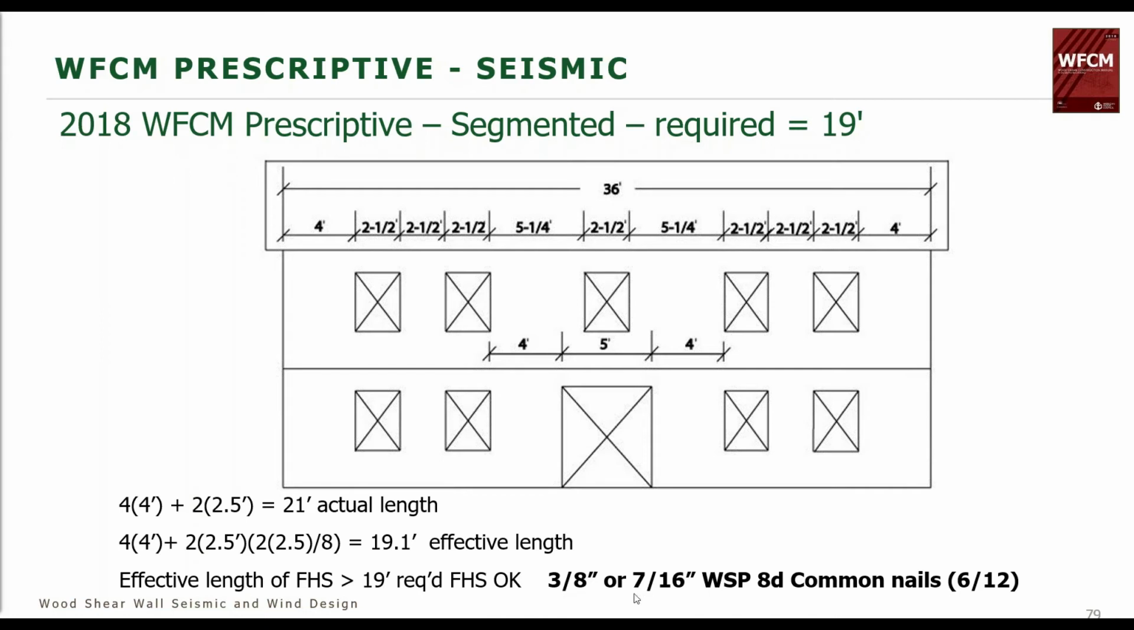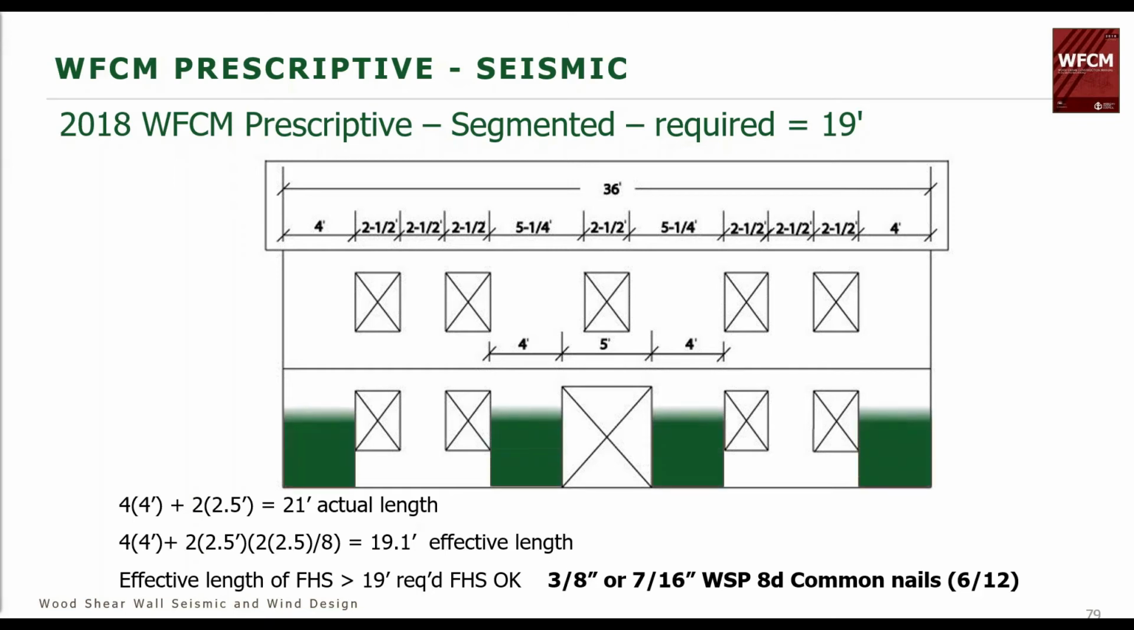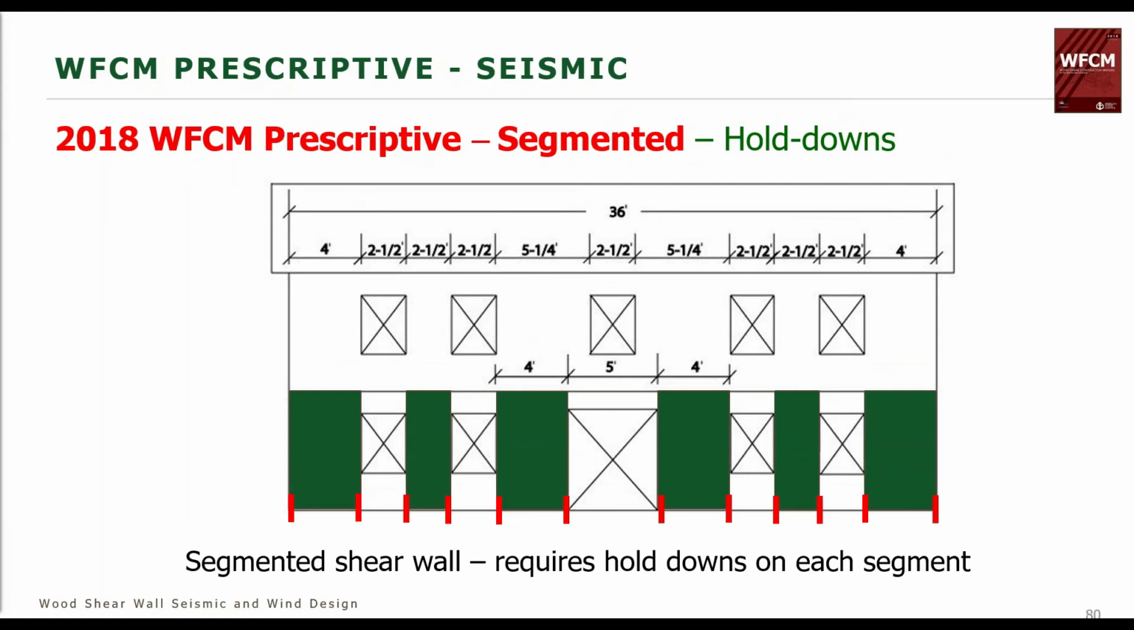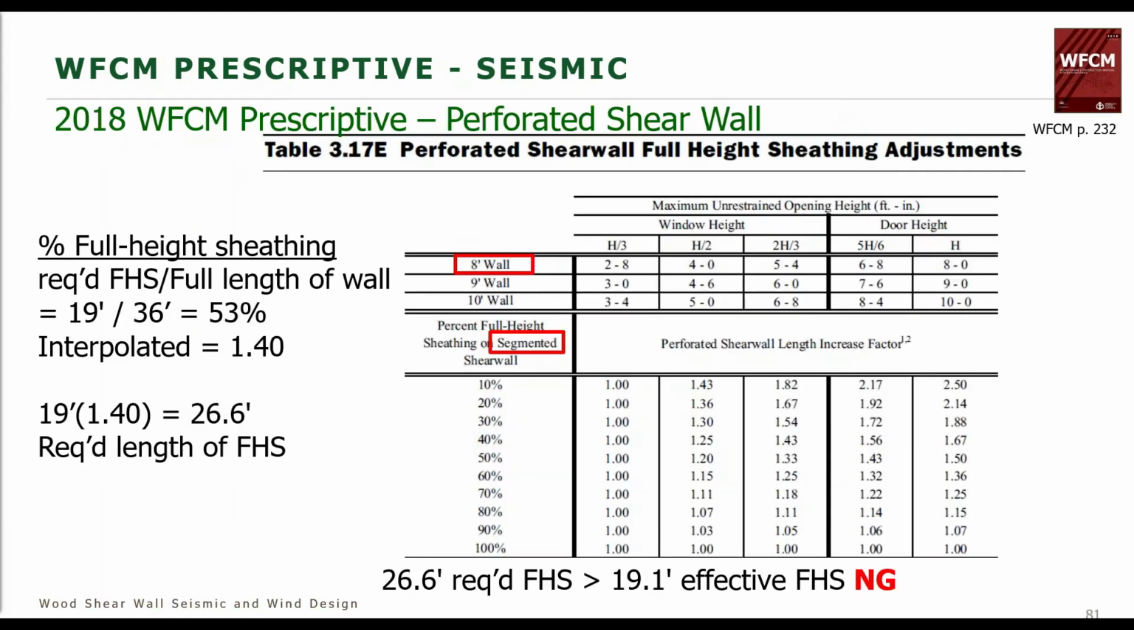You could actually do 3/8, but we're doing 7/16 wood structural panel, 8 penny commons at 6 and 12. So that's the segmented, and the perforated, and then the hold downs, full height segmented. Then we go to the perforated.